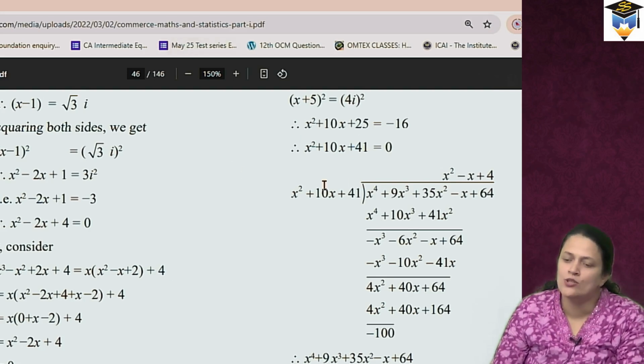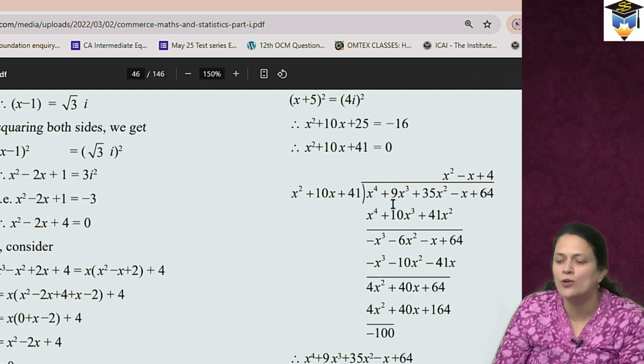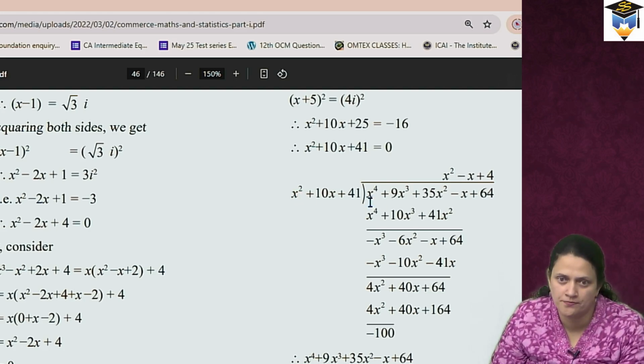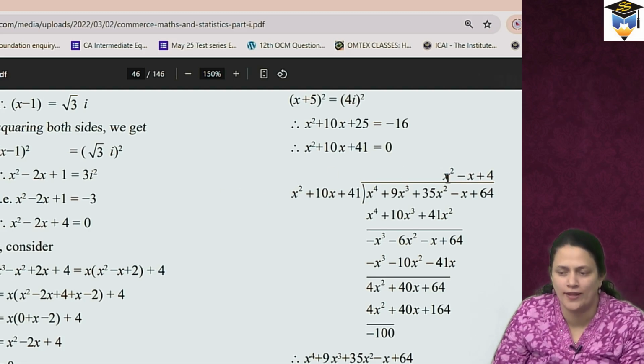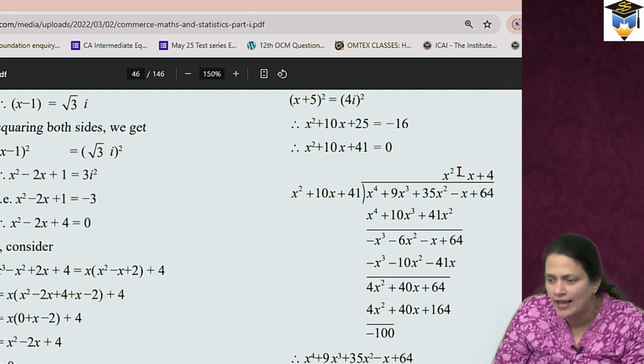Okay. Now check how they do the division. Take the first term. What is the first term? x square. Which number will you multiply x square by to get x raised to 4? That is going to be x square. So I am going to multiply this x square to each and every term. x square into x square is x raised to 4. x square into 10x is 10x cube. x square into 41 is 41x square.